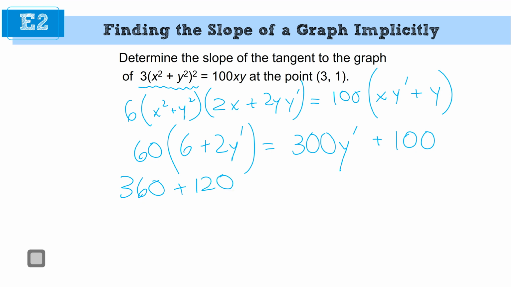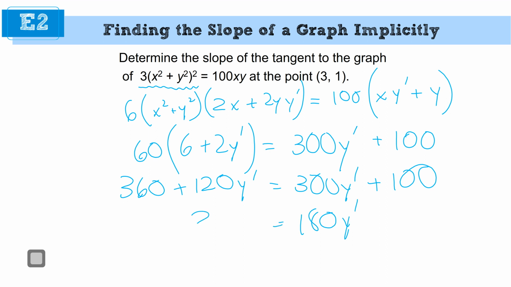360 plus 120 y prime is equal to 300 y prime plus hundo. Bring that over there. 180 y prime is equal to 260. Y prime is equal to, zeros cancel, 13/9. Where'd the y prime go? Oh. Sloppy. There we go. Okay. Good catch. Whew, that was close.